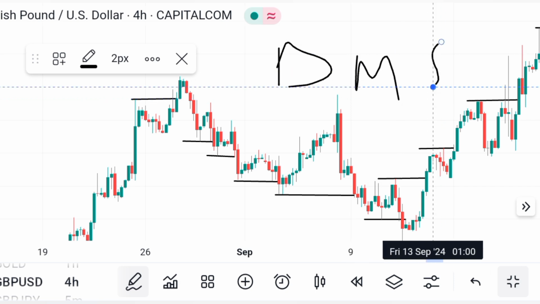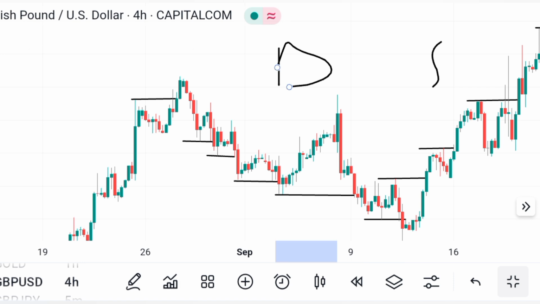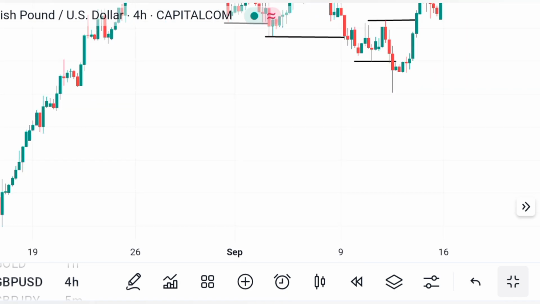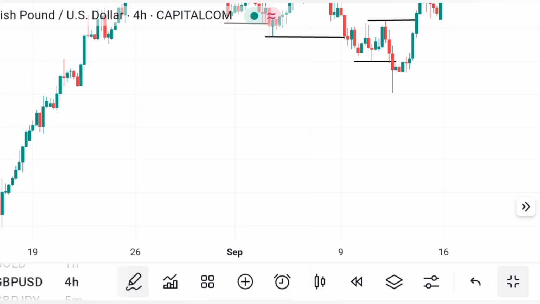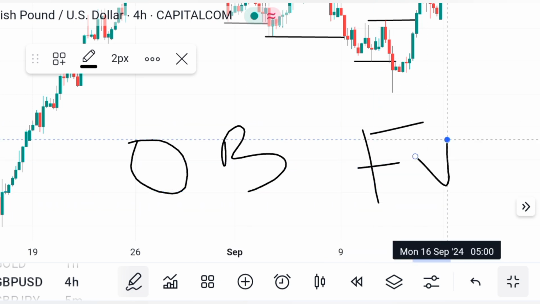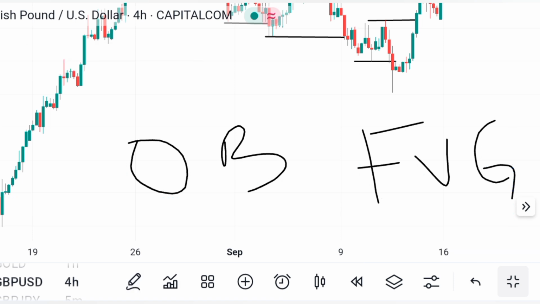Then another thing we shall consider is liquidity. Okay, liquidity, we shall also look at liquidity. Then the third thing we shall look at is what we call order blocks and fair value gaps, guys. Those three things we shall look at when we are dealing with this strategy, guys, right?